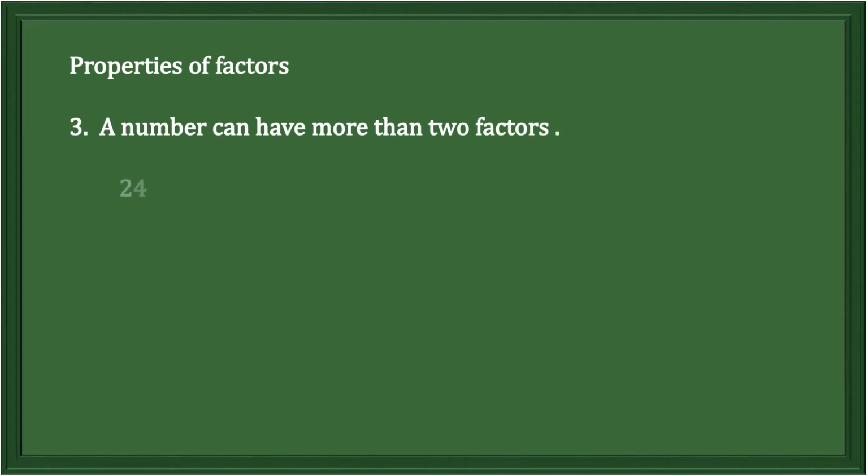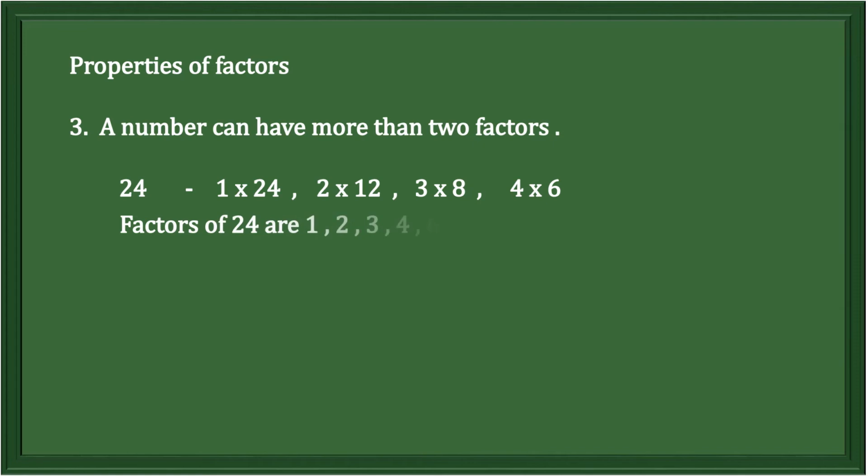Property number 3. A number can have more than 2 factors. For example, 24. The pairs of numbers that give the product 24 are 1 into 24, 2 into 12, 3 into 8 and 4 into 6. The factors of 24 are 1, 2, 3, 4, 6, 8, 12, 24. That is a total of 8 factors.